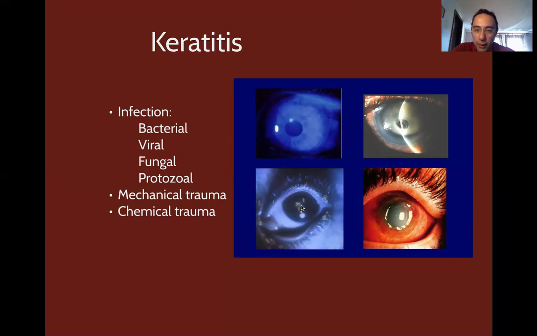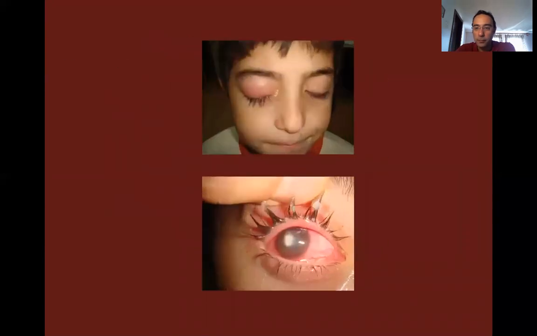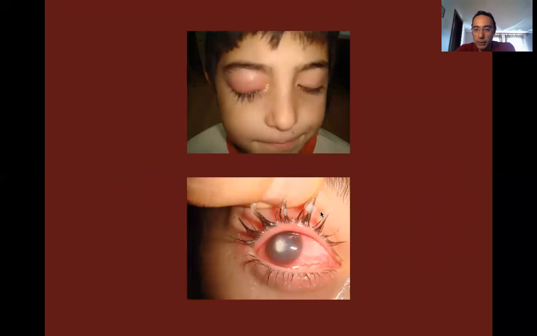If it's like a dendritic shape, it means that it is probably caused by a herpes infection. Here you can see purulent secretion, the discharge. There is an opacity in the center of the cornea. There is a severe conjunctival hyperemia, and this is a typical bacterial keratitis.